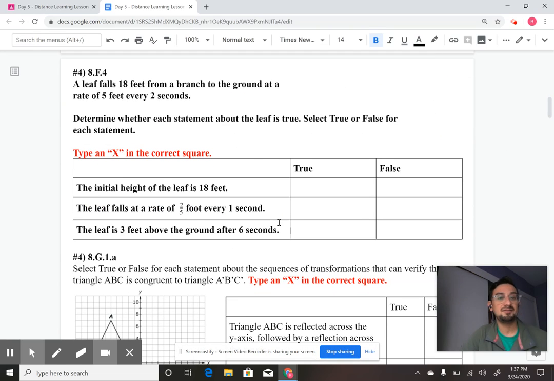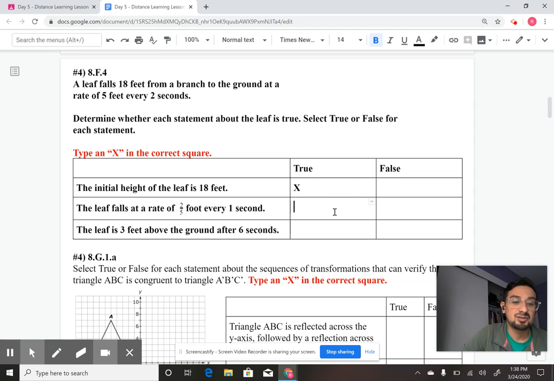A leaf falls 18 feet from a branch to the ground at a rate of 5 feet every 2 seconds. Determine whether each statement about the leaf is true. Select true or false for each statement. The initial height of the leaf is 18. So if the branch is 18 feet in the air, its initial height would be 18. Okay.